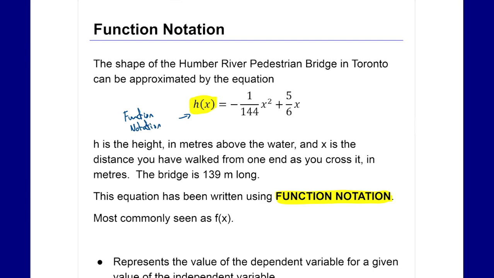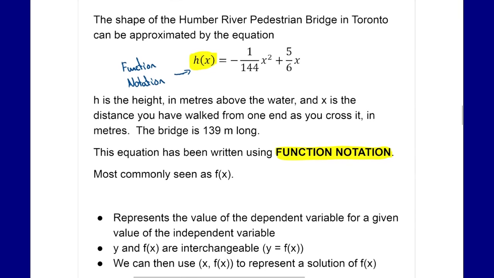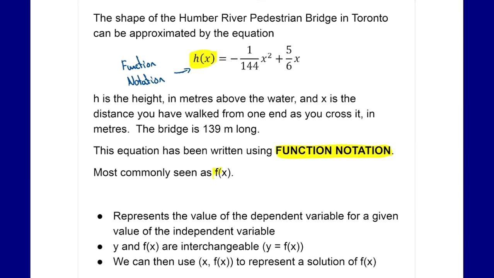So that small little bit there, that is the function notation. Let me just write this a little bit neater. Function notation. That portion, that h bracket x bracket, is the function notation. Now it's commonly seen as f at x, so this is what we commonly see it as.